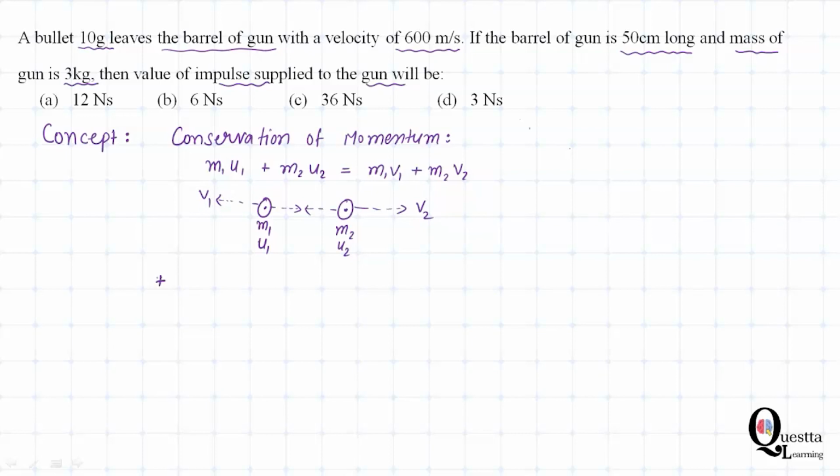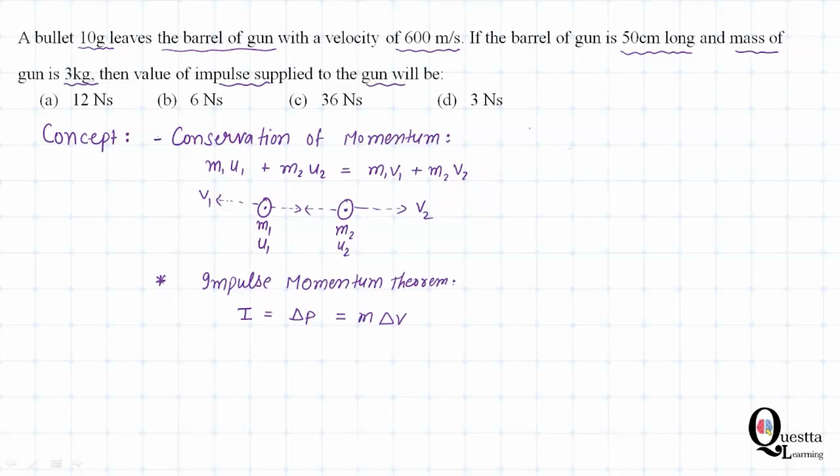Second concept is impulse momentum theorem, and according to this theorem, impulse I is equal to change in the momentum, or we can write this as m times change in the velocity where m is constant.